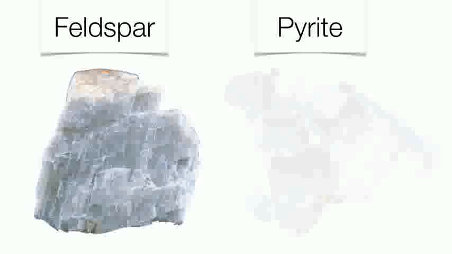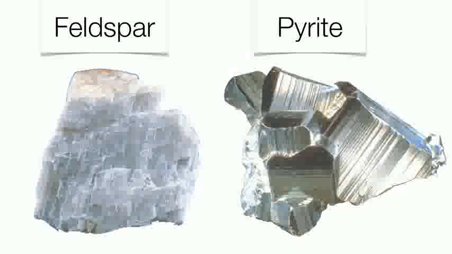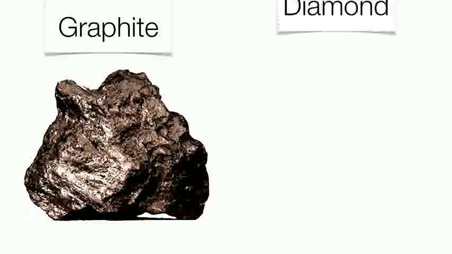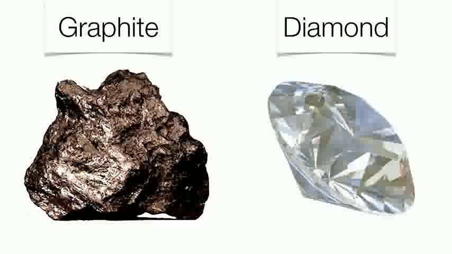So you see the feldspar is dramatically different from pyrite. And probably the best example that we can give you here is graphite, which is made up of carbon, and diamond, which is made up of carbon. You have two completely different minerals made of the same element, carbon. It's just that the carbon atoms in graphite are arranged very differently from the carbon atoms in a diamond.